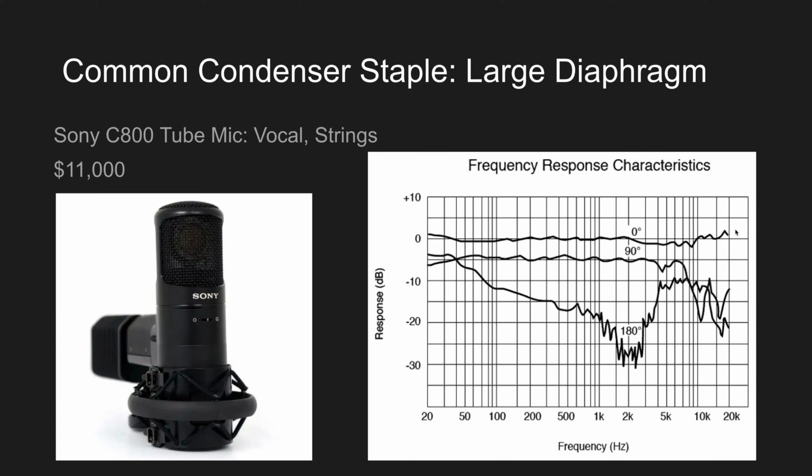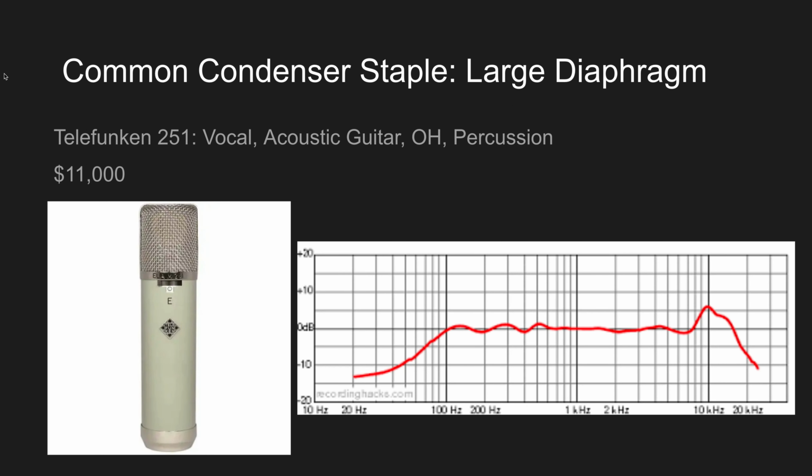Next one is the Telefunken 251. This is actually a tube mic as well. Amazing for vocals, has very good high end, as you'll see. It has a bump in the high end. That's why some people like it for vocals. And it has a good roll off, has dips where you would want them. It is $11,000, but again, even that company that I just talked about, Warm Audio, makes one for around $1,000 as well.